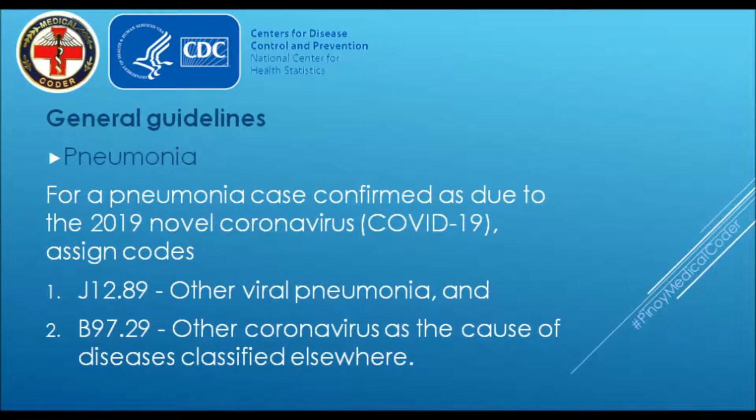General Guidelines. Pneumonia. For a pneumonia case confirmed as due to the 2019 novel coronavirus, assign codes J12.89, other viral pneumonia, and B97.29, other coronavirus as the cause of diseases classified elsewhere.